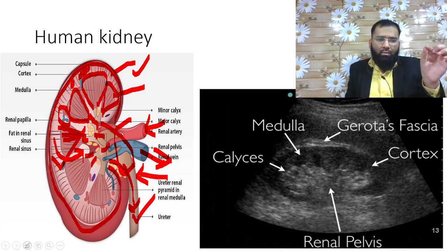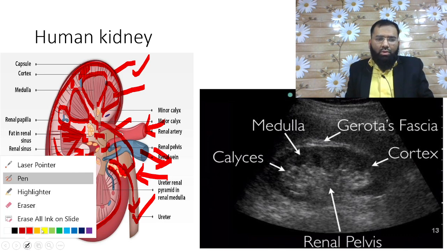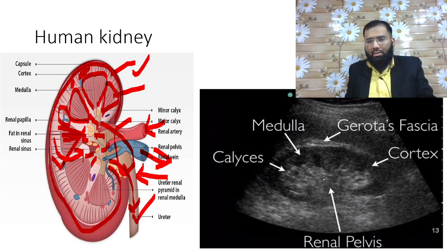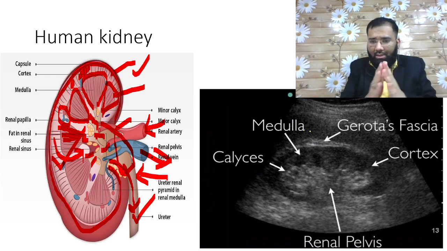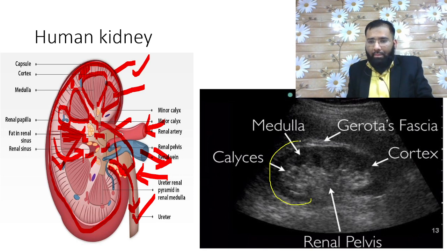Now we'll see the same thing on ultrasound. So once you are aware of this anatomy, the ultrasound anatomy becomes easy. So don't be in difficulty. We'll make it very simple. So we have taken a section which is a coronal section of the kidney. Can you see this? Look at this carefully.